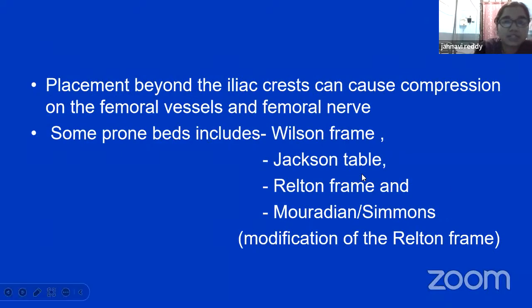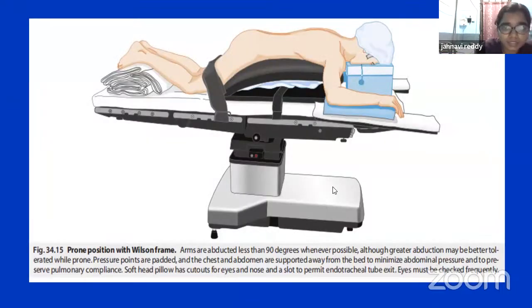Placement over the iliac crest will cause compression of the femoral vessels or femoral nerve, which leads to injury. Some prone beds include Wilson's frame, Jackson's table, Relton frame, and Moradians and Simmons modifications of the Relton frame. This is the Wilson's frame. Here the patient is placed in prone position, the abdomen is distanced from the table, and weight is carried on the thoracic cage and the pelvic region.